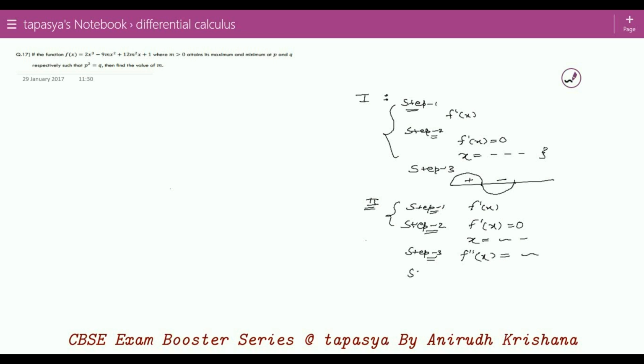Now step 4 is the resulting step. In this step you have to put the value of x where f dash x was 0 in f double dash x, and if you got the result as positive, then you can say that that particular point where f dash x was 0 will be point of minima.